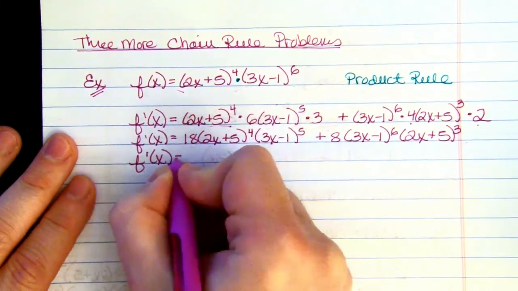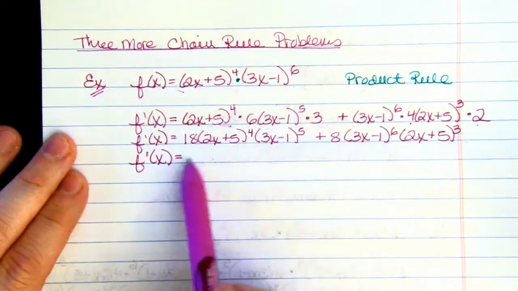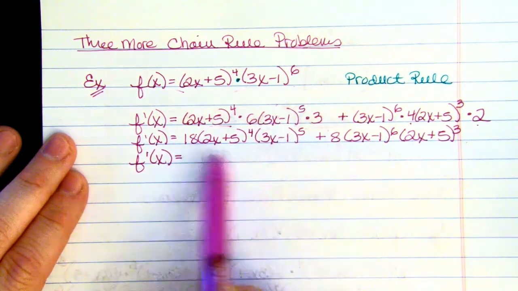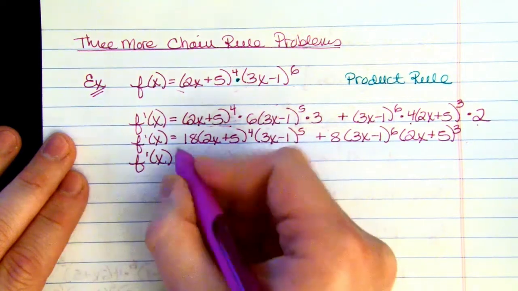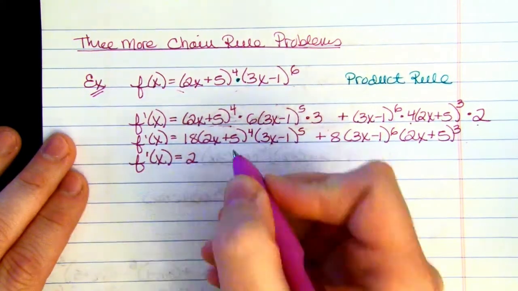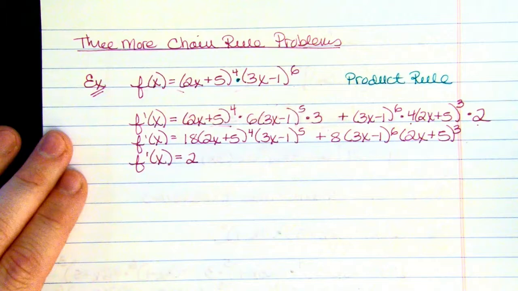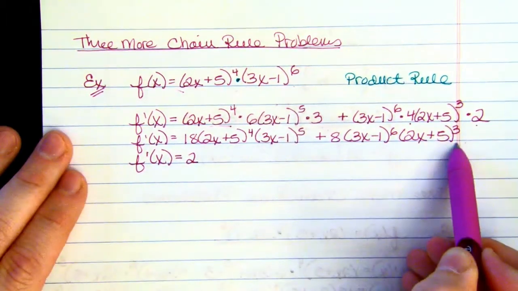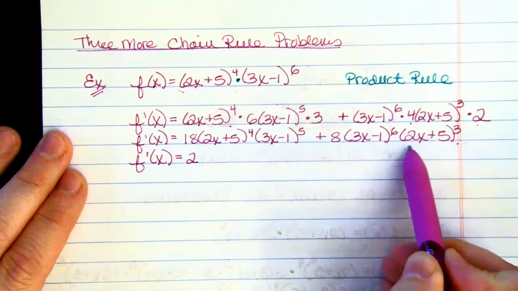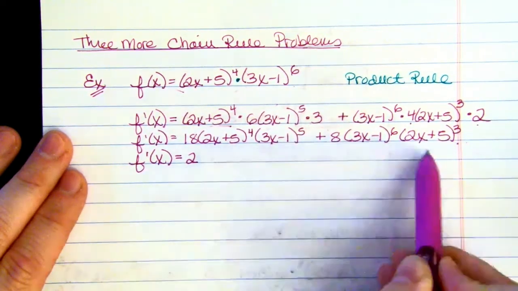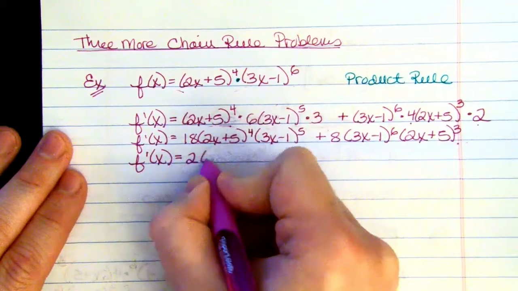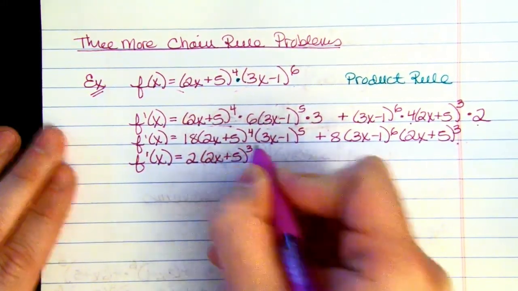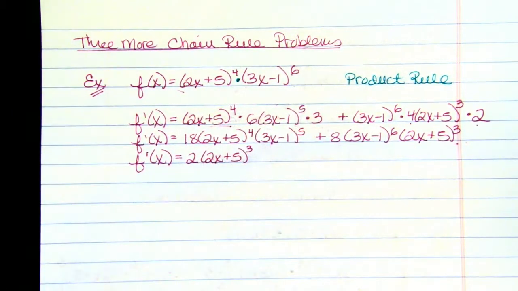F prime of x is going to equal, well, first I'm going to look at 18 and I'm going to look at 8. And I think 18 and 8, their greatest common factor is a 2, so I'm going to pull out a 2. (2x plus 5) to the 4th, (2x plus 5) to the 3rd, the most (2x plus 5)s that they have in common is 3 of them. So I'm going to factor out a (2x plus 5) to the 3rd. I'm always going to factor out a term to the lowest power that I have.